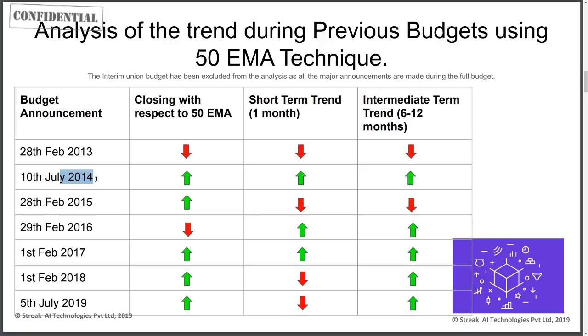But what we are trying to do is derive statistical significance. Probabilistic analysis is what we are doing to understand how we can devise strategies that work either on the bullish side or on the bearish side. Okay, so let's look at the next year. The next year's budget was announced on 10th July 2014.